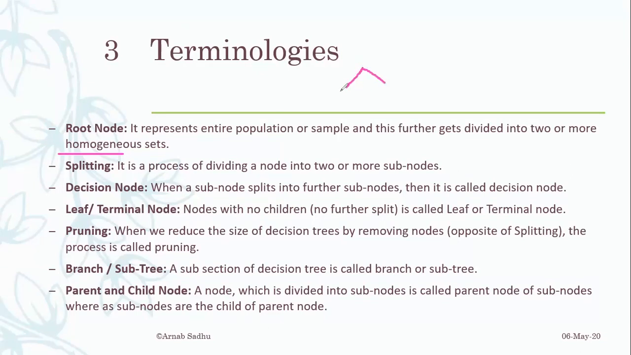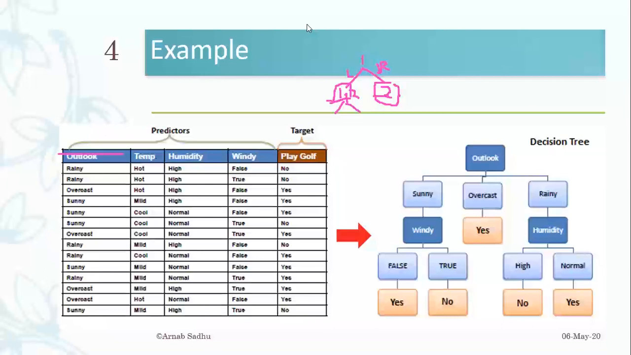Unnecessary nodes we have to remove. Branch or subtree: a subsection of the decision tree is called a branch or subtree. Parent and child node, this is very easy to understand. A node which is divided into subnodes is called the parent node, and those subnodes into which it is divided are called child nodes. We will take an example first.